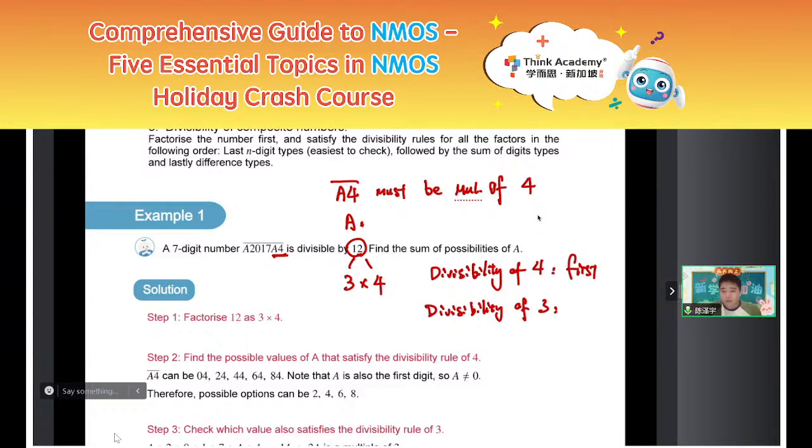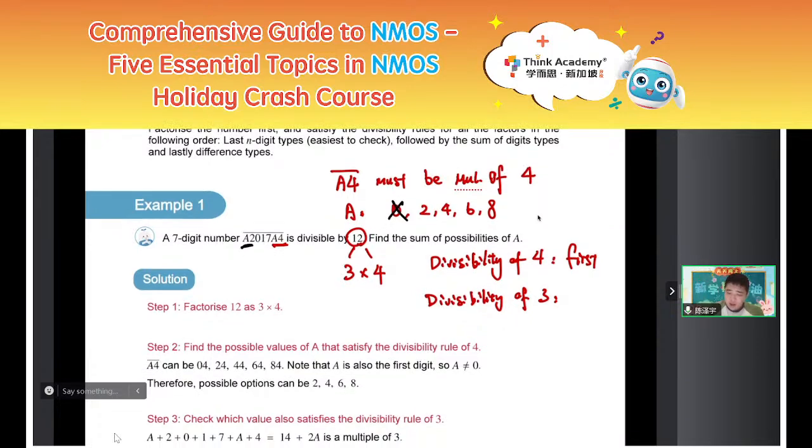Actually, I forgot one very important one, 0. But 0 is not practical in this question because A is also the first digit. Normally, you should consider 0. So 2, 4, 6, 8, we only are left with these to check. Yes, A is the first digit. So 2, 4, 6, 8 all satisfy the divisibility of 4.